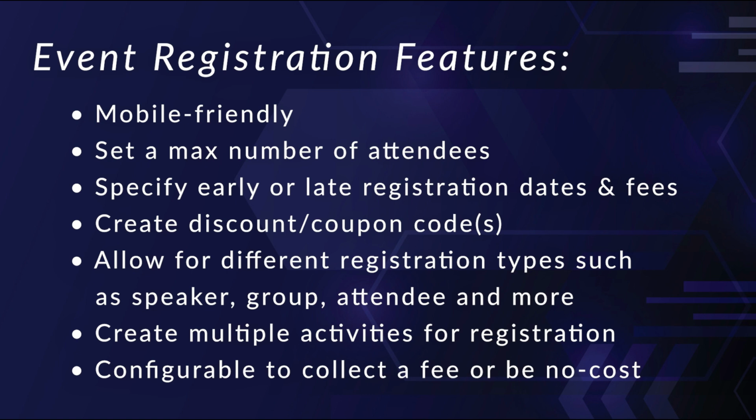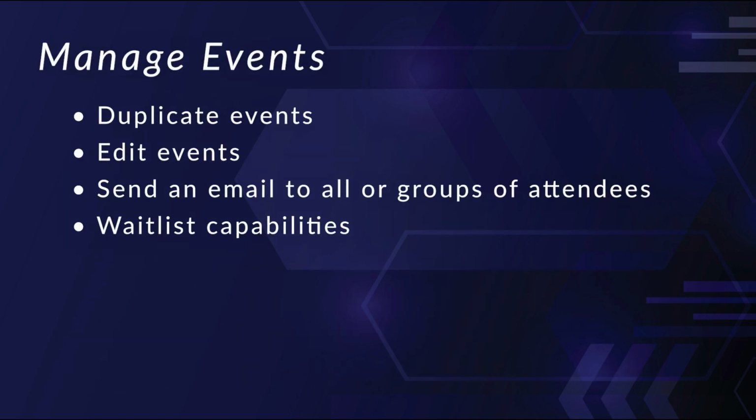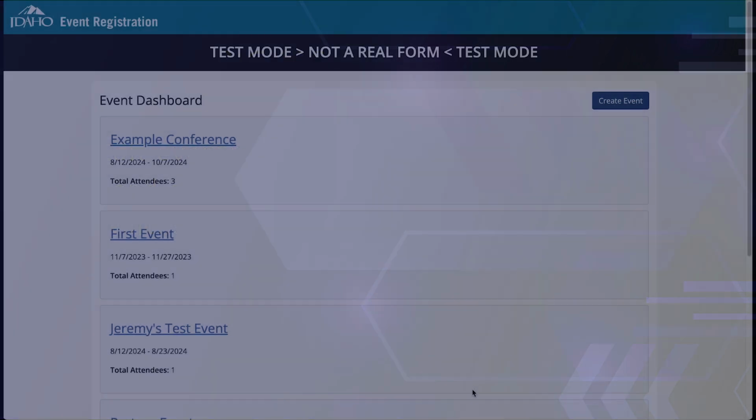You can also create different activities for the user to register for, and each activity can be optional, required, free of cost, or a fee that you set. You're also able to duplicate an event you created in the past to save you time having to recreate the whole event. Editing existing events, using the system to send an email to attendees, or allowing users to sign up for a waitlist once the capacity limit is met are all options in the event registration system.